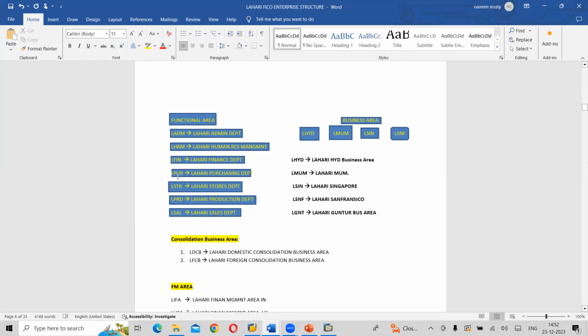Next one, Finance Department. Next one, Purchasing department. Next one, stores department. Next one, production department. Next one, utilities department. I have not mentioned it here, but you can add it. LUTL, Lahari utilities department.